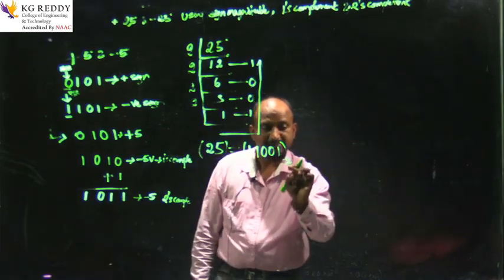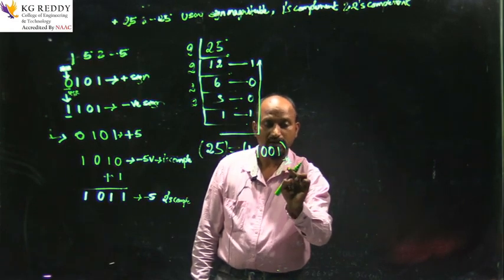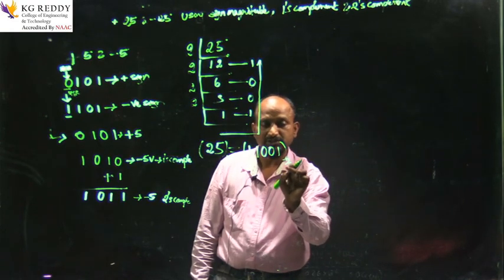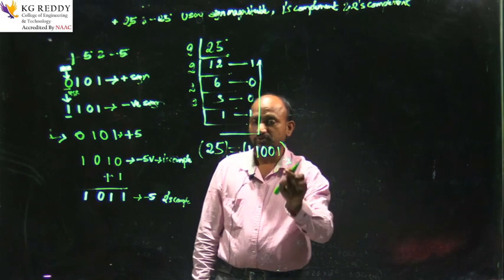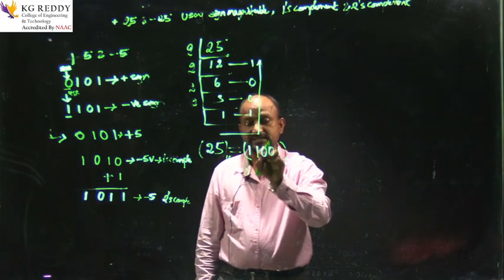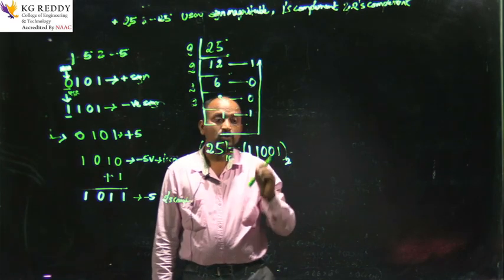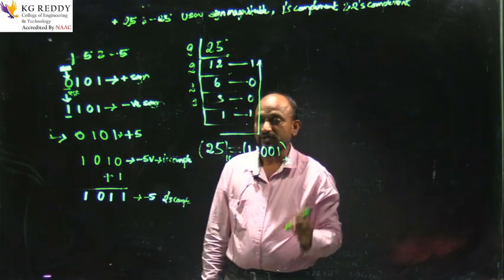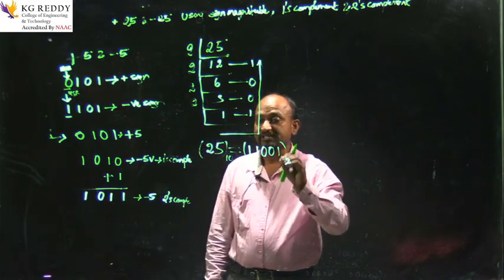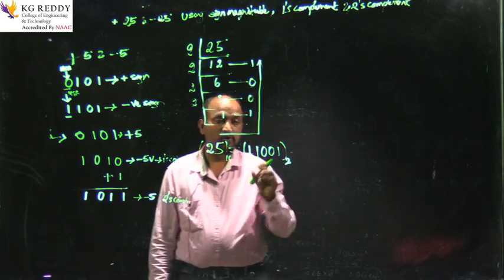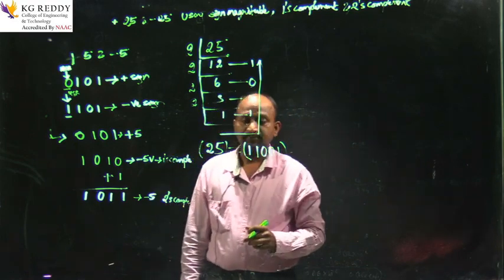By representing this binary, this base 2, radix 2, I can come to know which number system it is. So we have to be very specific in representing the base value also, which indicates which number system it is. So don't forget to represent this binary number.